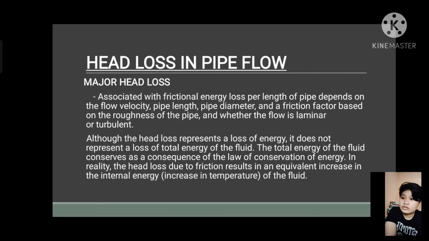So next one is head loss in pipe flow. Major head loss is associated with frictional energy loss per length of pipe and depends on the flow velocity, pipe length, pipe diameter, and the friction based on the roughness of the pipe and whether the flow is laminar or turbulent. Although the head loss represents a loss of energy, it does not represent a loss of total energy of the fluid. The total energy of the fluid is conserved as a consequence of the law of conservation of energy. In reality, the head loss due to friction results in an equivalent increase in the internal energy of the fluid.